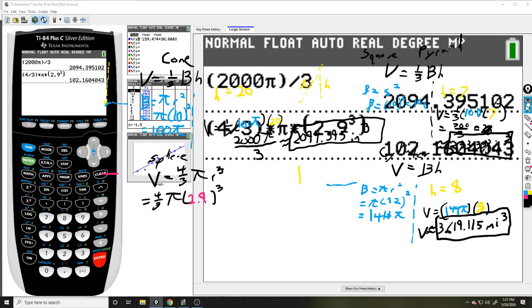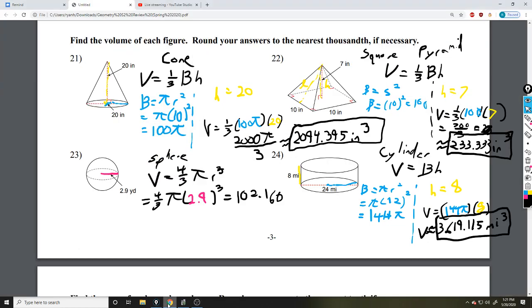102.160. So that equals... Uh-oh. This wasn't as clean as I thought it was going to be. 102.1604, so we round it down to 0. But I'm still going to give 3 decimal places so that we know that we're rounding to 3. 102.160 yards cubed.